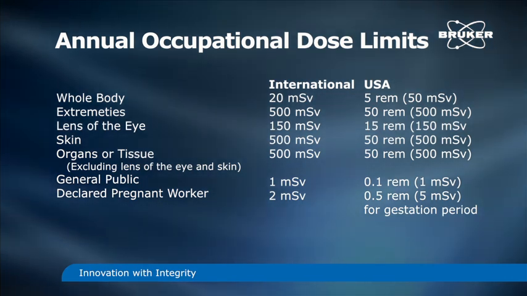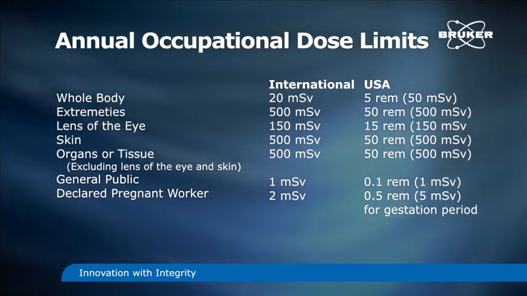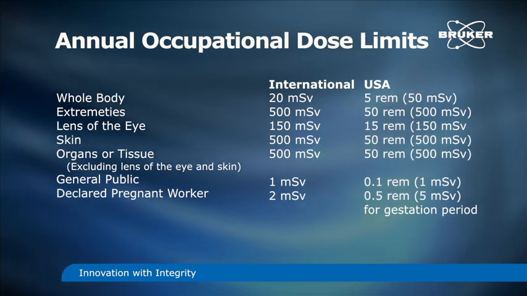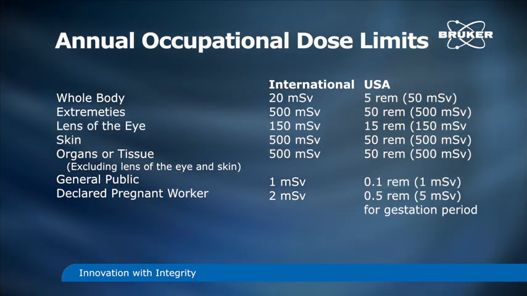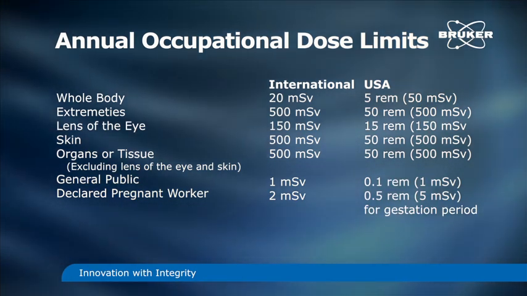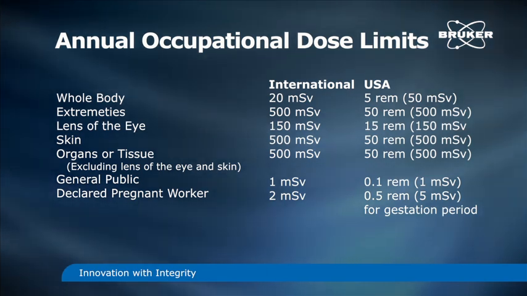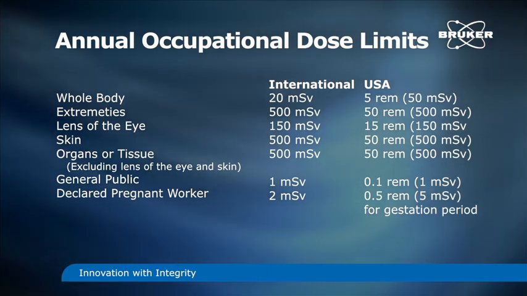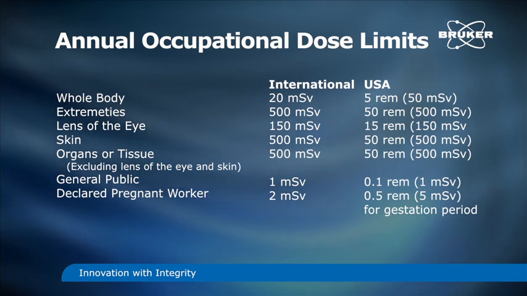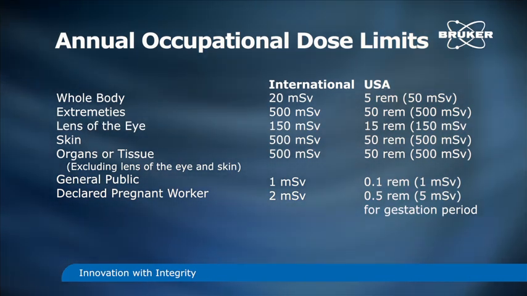The developing human embryo or fetus is extremely sensitive to ionizing radiation. Since this is the case, a declared pregnant worker is limited to 500 millirem during the time she is pregnant. Female workers who become pregnant are encouraged to declare their pregnancy in writing to their employer.